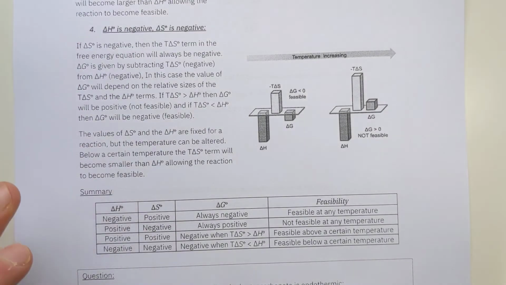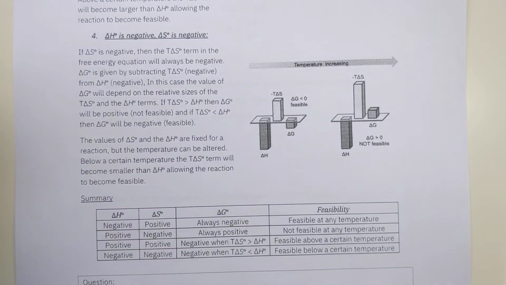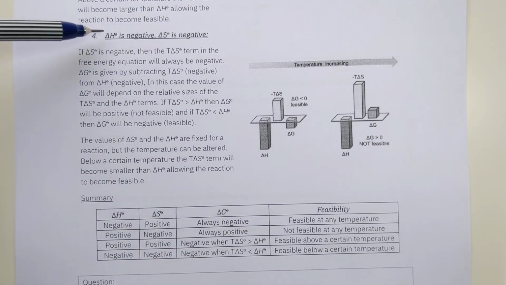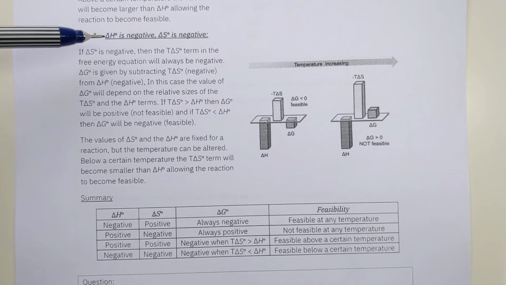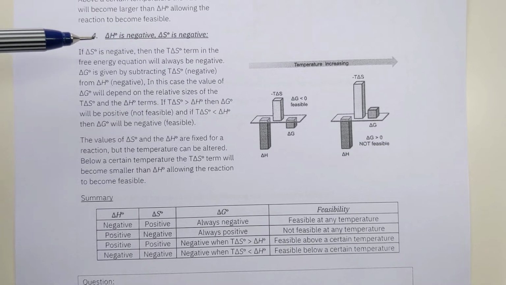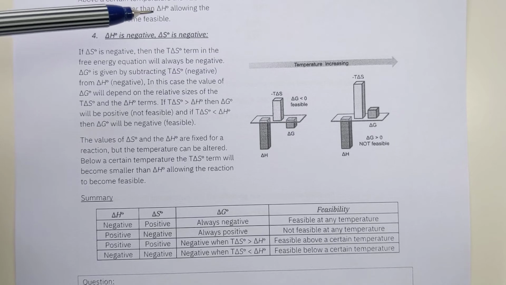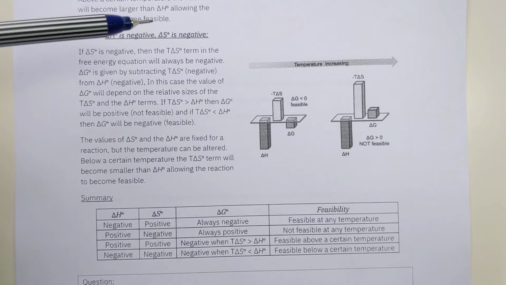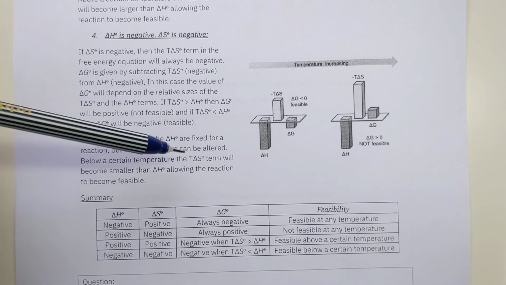Finally, we've got the last kind of combination, which is very similar to the third one, just the other way around. Delta H is negative, exothermic, that's favourable. However, delta S is negative, that's entropy decreasing, that's not favourable. So again, we have contradictory terms here. One factor saying it's favourable, one saying it's not favourable. And again, it's going to come down to which one's bigger than the other.